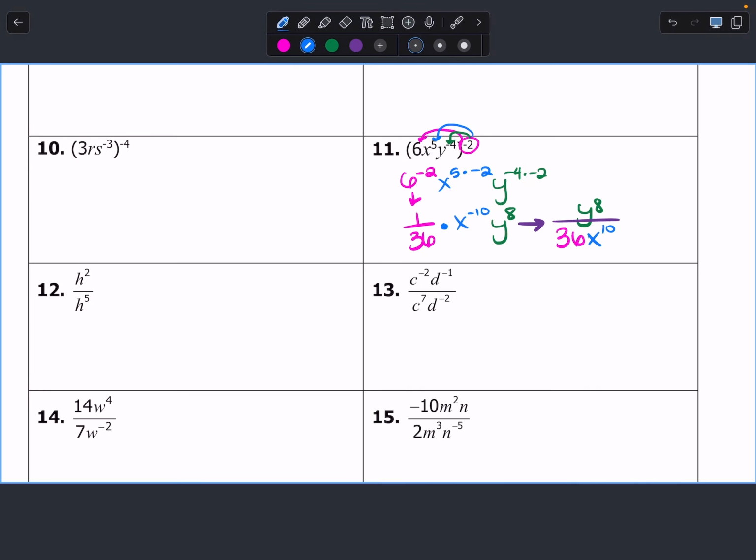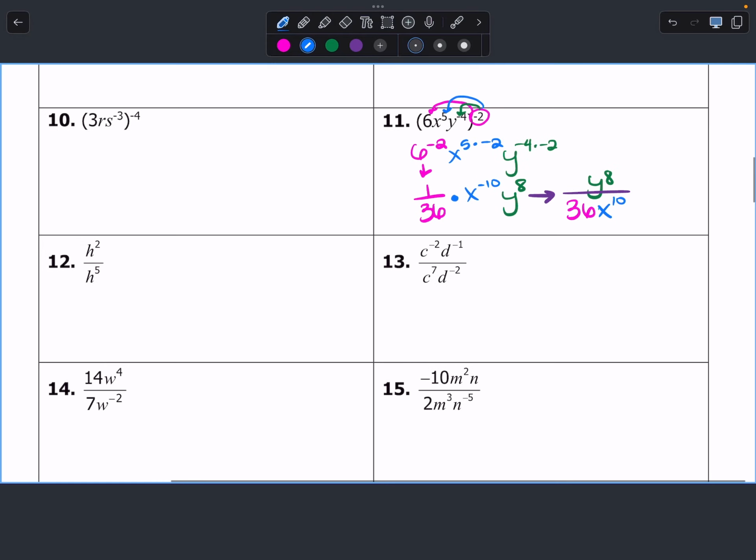Questions that you guys have? Yes, Ava. Why is 36 on the bottom if it's positive, right? Because it's 1 over 36. So you just keep it on the bottom since it's already there? Yes. Okay. Other questions that you guys have?